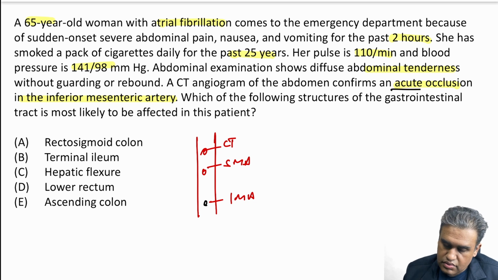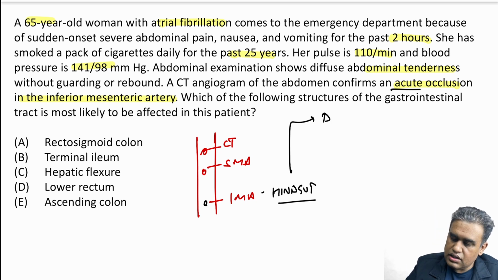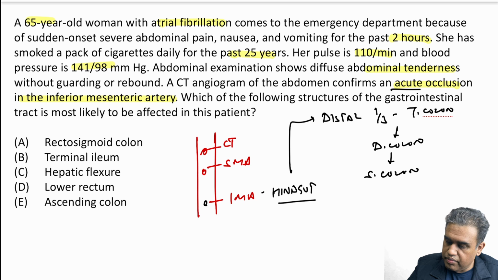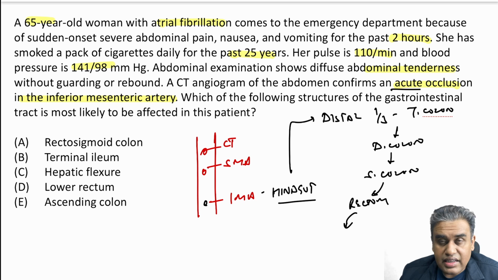Acute occlusion obviously gives rise to abdominal ischemia. Which of the following structures of the GIT is most likely to be affected? Now this IMA supplies what part of the gut? It is the hindgut. Do you know what the hindgut is? Hindgut is from the distal 1/3 of the transverse colon, then going down to the descending colon, then the sigmoid colon, then the rectum, and then down to the anal canal, but the anal canal will have its own arteries from the perineum, basically the internal pudendal arteries. So this area is hindgut.